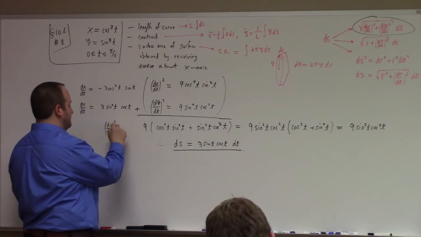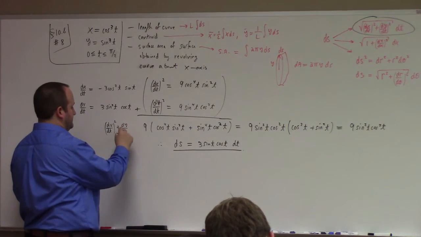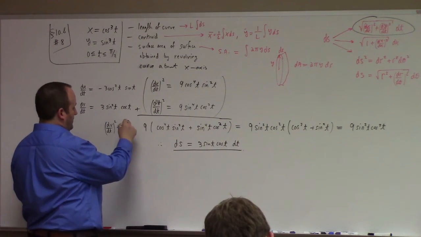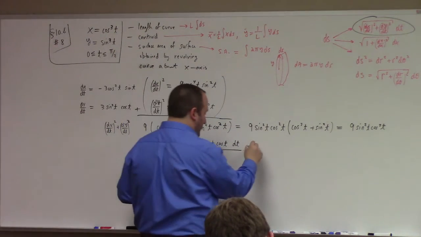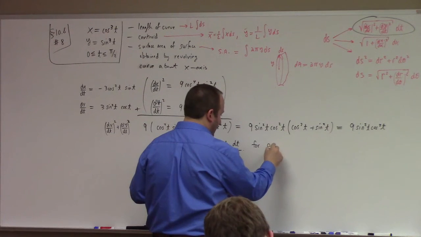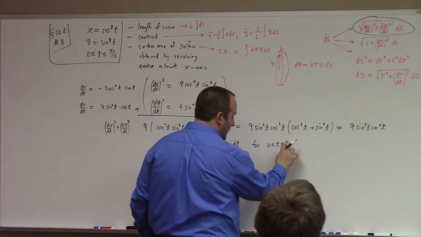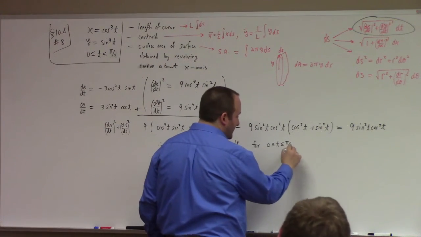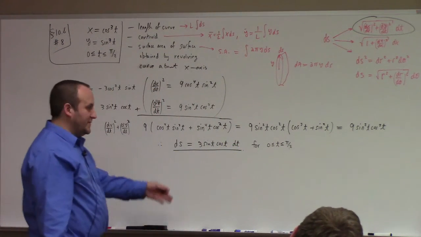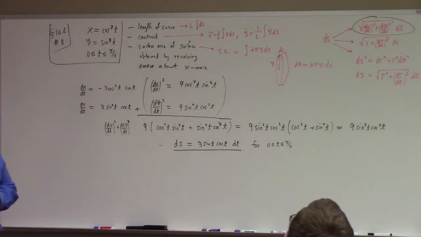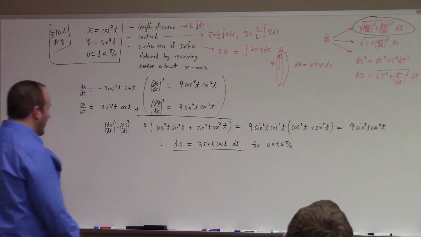What's my domain? That's the key. We're between 0 and pi over 2, right? That's quadrant 1. That's where both sine and cosine are positive. This is the world of happy acute angle right triangle trigonometry. All right, so there you go.